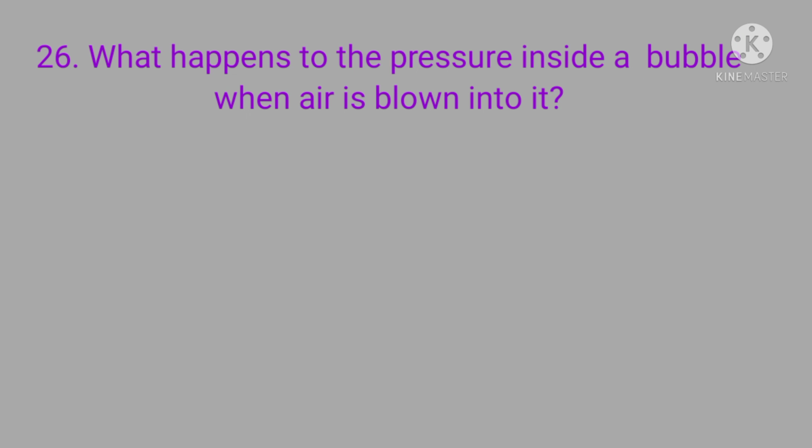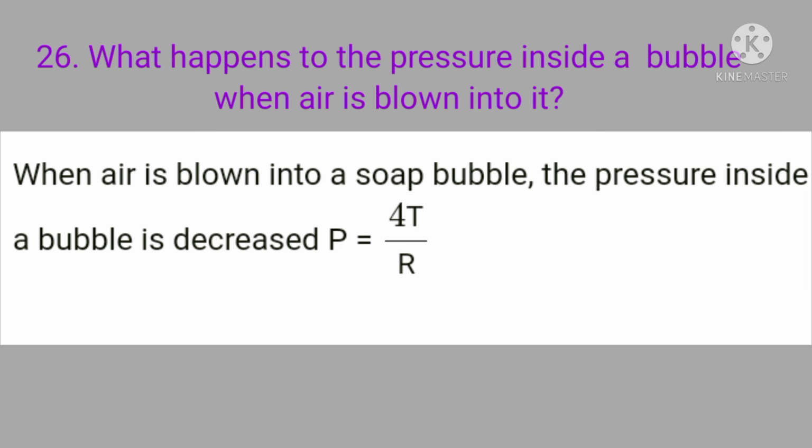What happens to the pressure inside a bubble when air is blown into it? When air is blown into a soap bubble, the pressure inside the bubble is decreased. That is, that pressure will be 4 times surface tension divided by R, where R is the radius of the soap bubble.